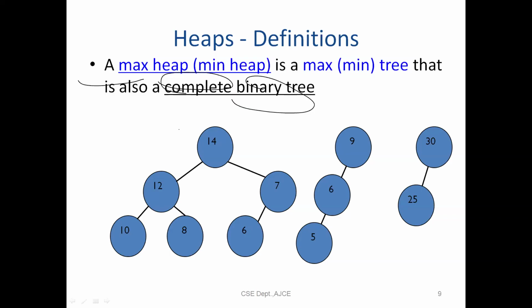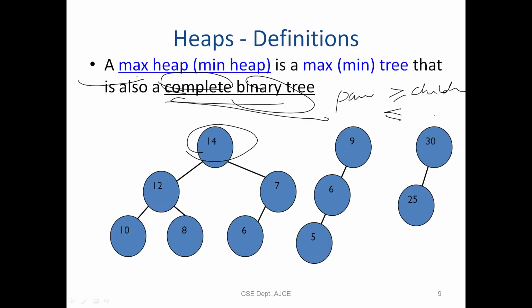So what is a max heap or a min heap? It is basically a max tree or a min tree that is also a complete binary tree. So the definition is that it is a complete binary tree where every parent will have a value. If it's a max heap, how do you define it? Max heap is a complete binary tree where every parent will have a value that is greater than or equal to that of its children. Got it? That is known as a max tree. Now, when you define a min tree, it will be a complete binary tree where a parent will have a value lesser than or equal to that of its children.